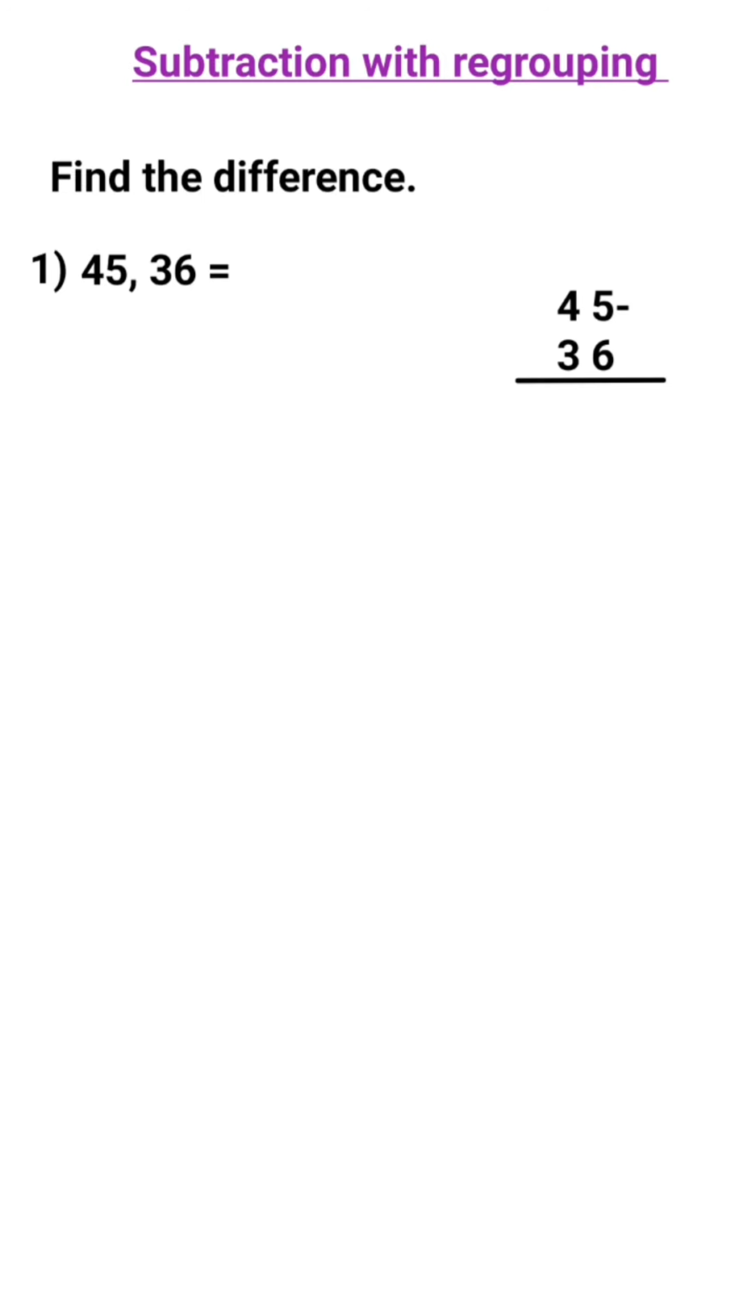So here we start from the ones place. In 45 we have 5 in the ones place, and in 36 we have 6 in the ones place. So we can't subtract 6 from 5. So we should borrow from the nearest place. The nearest place is tens. When we borrow from the tens place, we can borrow only 1 ten. So when we borrow 1 ten from 4, that is 4 tens, 4 tens means 40.